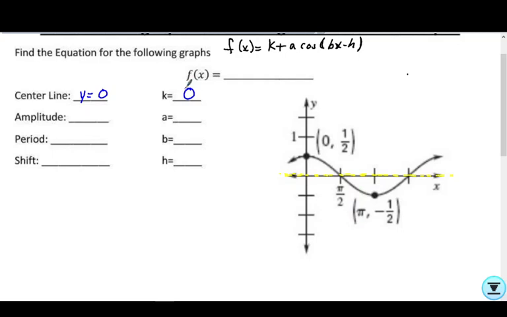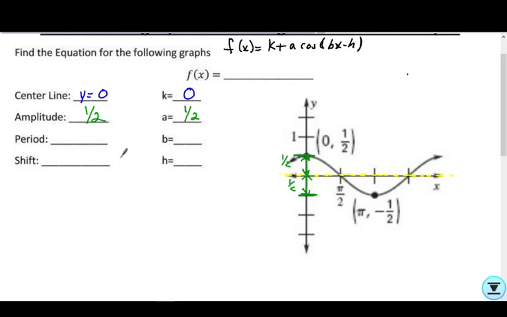Okay, next let's look at my amplitude. Well, if this is my center line and this right here is my maximum and this right here is my minimum, the amplitude is the distance from your maximums and your minimums to your center line. So this is 1/2, just like from here to here is 1/2. So that's telling me my amplitude is 1/2. So a is my amplitude, so it's 1/2.